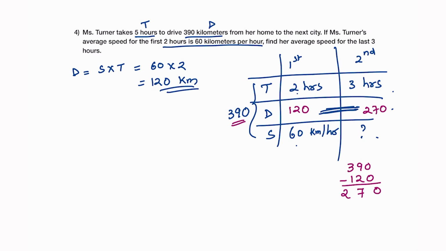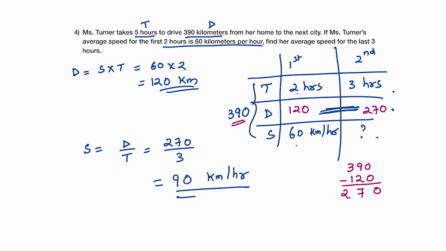We know distance, we know time. Finding speed is difficult? Of course not. So speed will be distance upon time. So that is 270, and we divide by 3. So that's 90, right? Because 27 divided by 3 is 9. So 90 kilometers per hour. That's the speed for the second part of the journey, for the last 3 hours, and it's done.